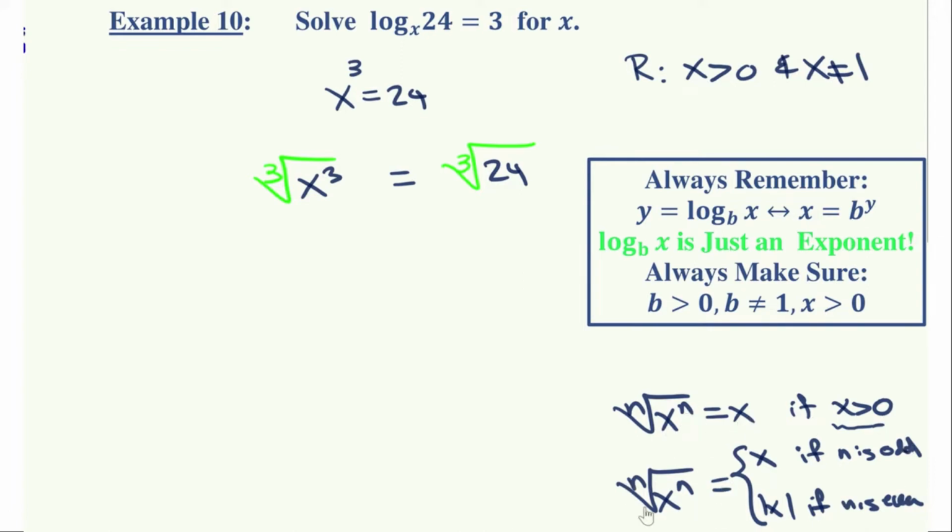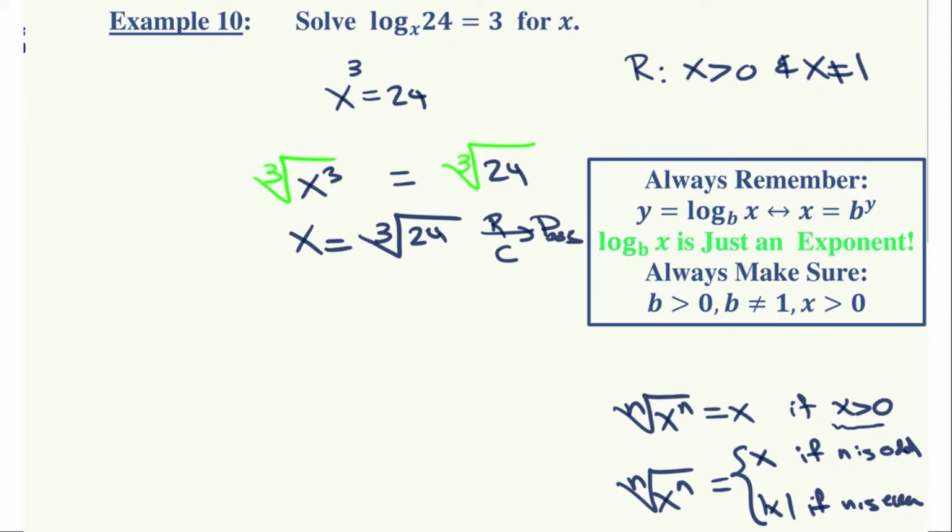Of course, even if we were to worry about it, we would still be okay because we're dealing with an odd index. So we do notice that we end up with x equals the cube root of 24. So now we check it against the restricted values that we have to worry about, and we notice that this in fact is positive, and it certainly is not 1. So it passes the restriction check, and we can go ahead and accept it as a solution.